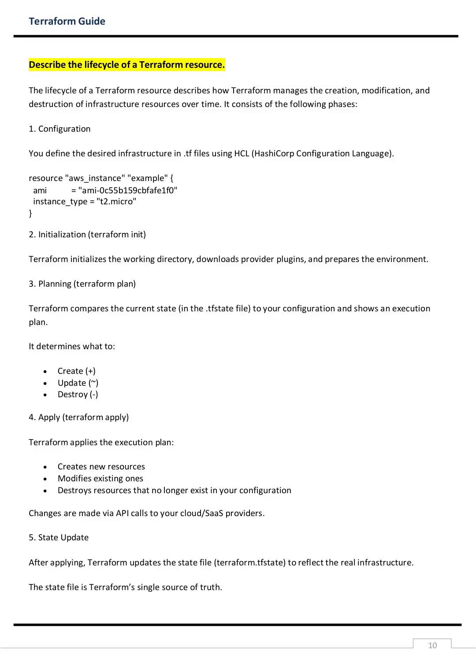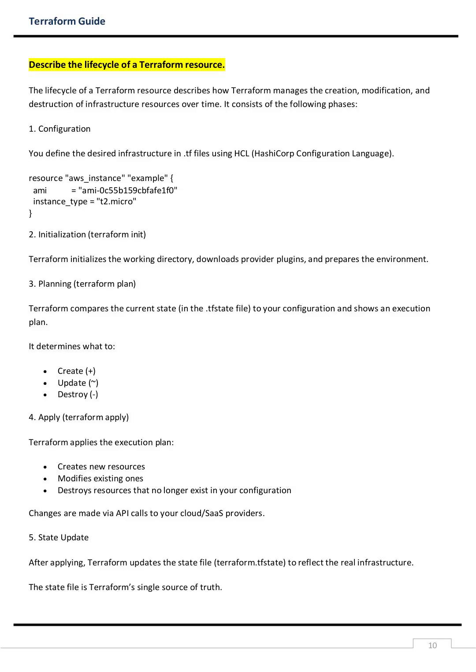9. Describe the lifecycle of a Terraform resource. The lifecycle of a Terraform resource describes how Terraform manages the creation, modification, and destruction of infrastructure resources over time. It consists of the following phases. 1. Configuration. You define the desired infrastructure in .tf files using HCL, HashiCorp Configuration Language. Resource aws_instance example. 2. Initialization, terraform init. Terraform initializes the working directory, downloads provider plugins, and prepares the environment.